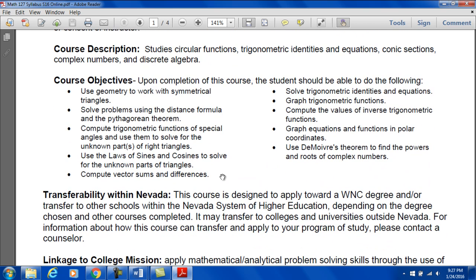Course objectives. Upon completion of this course, the student should be able to do the following: use geometry to work with symmetrical triangles, solve problems using the distance formula and the Pythagorean theorem, compute trigonometric functions of special angles and use them to solve for the unknown parts of right triangles, use the law of sines and cosines to solve for the unknown parts of triangles, compute vector sums and differences, solve trigonometric identities and equations, graph trigonometric functions, compute the values of inverse trigonometric functions, graph equations and functions in polar coordinates, and use de Moivre's theorem to find the powers and roots of complex numbers.